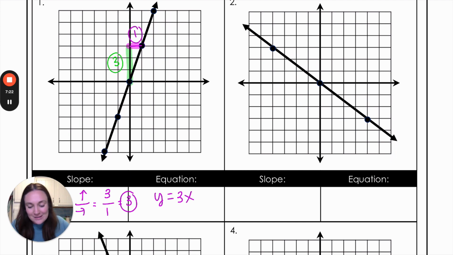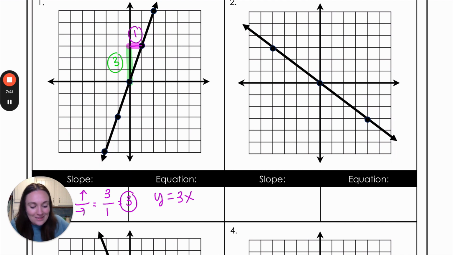So the equation for this line is y equals 3x, and the slope is 3 over 1. You can see, any points that I go on, I'm going up 3 over 1, up 3 over 1, up 3 over 1. It does not matter where you start or where you end. All right, let's try the next one together.